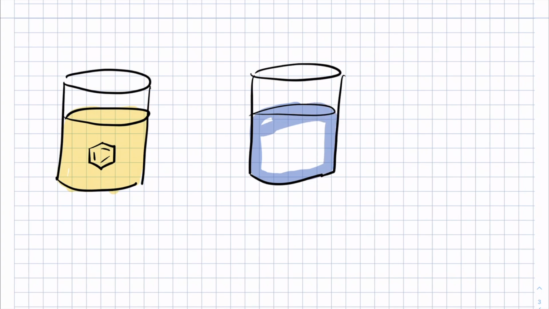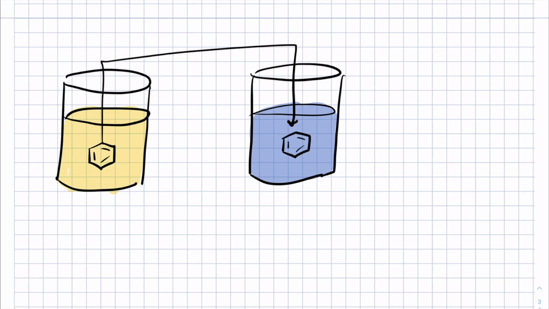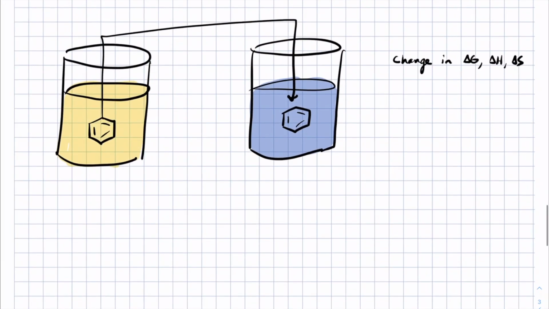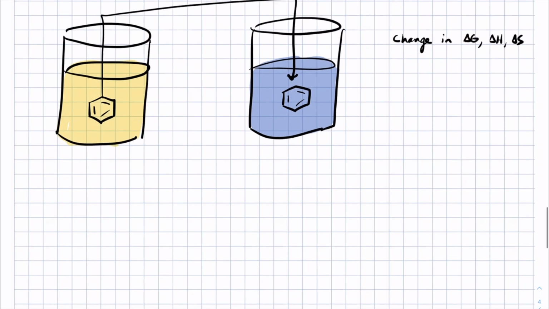And you can do this. Benzene isn't miscible with water very well, but you could get a little bit of benzene in. So we're going to take it here and put it in here. And we're going to measure the change in thermodynamic parameters when we transfer benzene from being in its own solution to being in water. Okay?